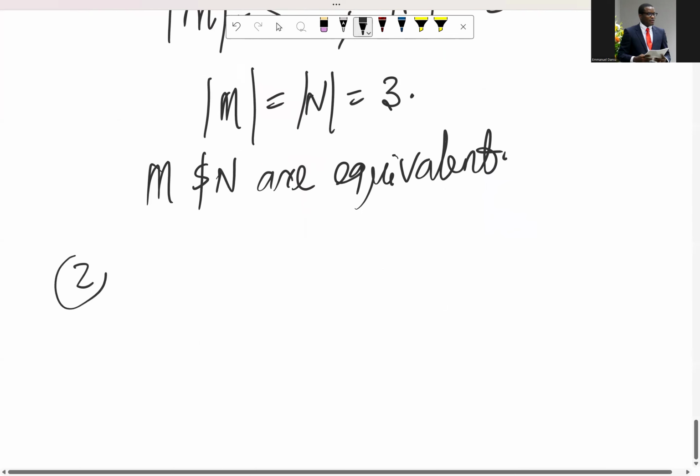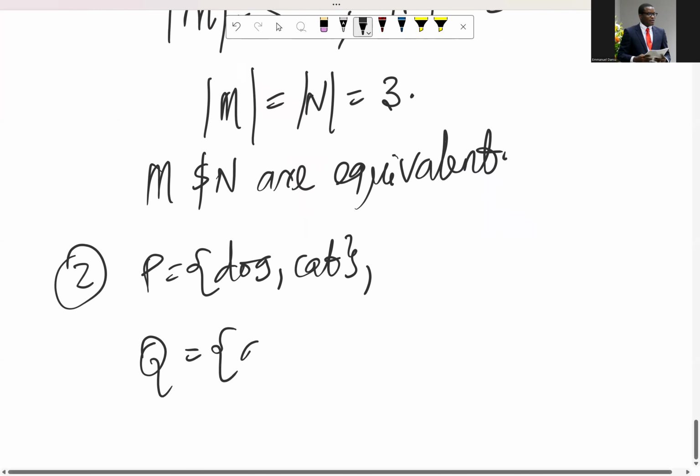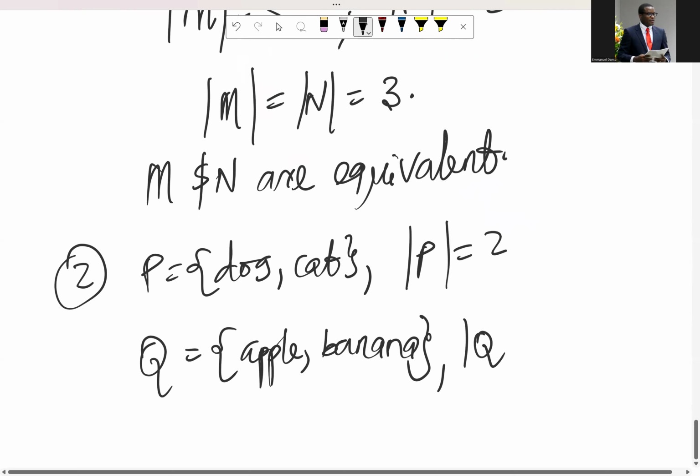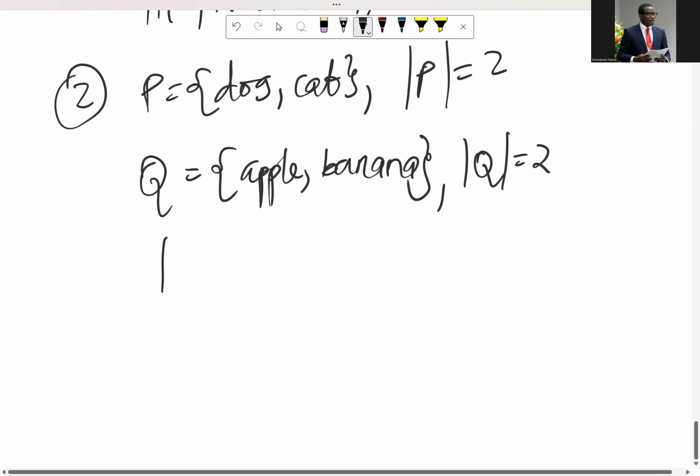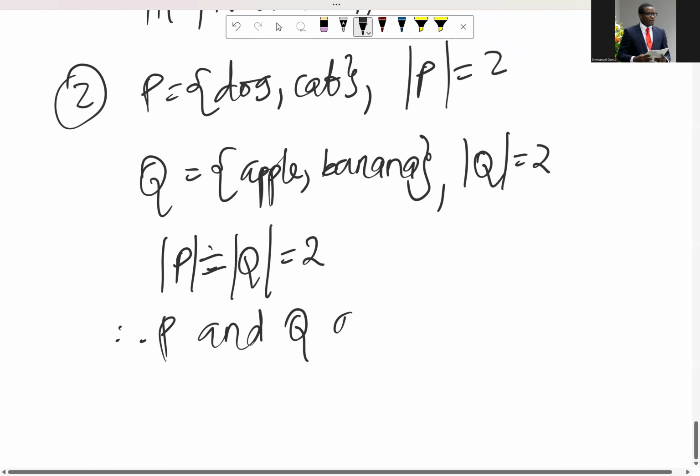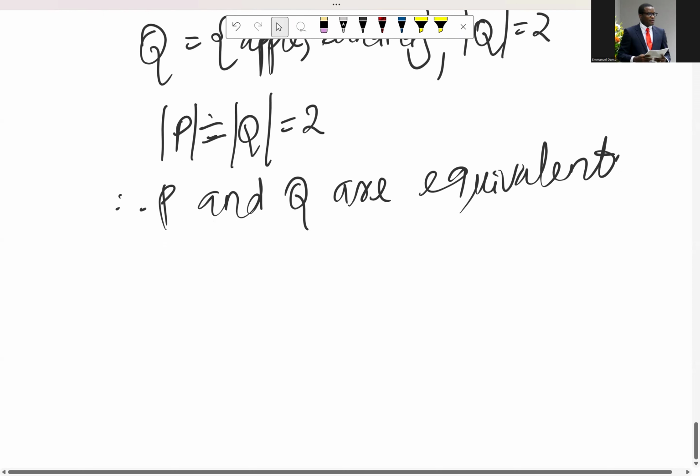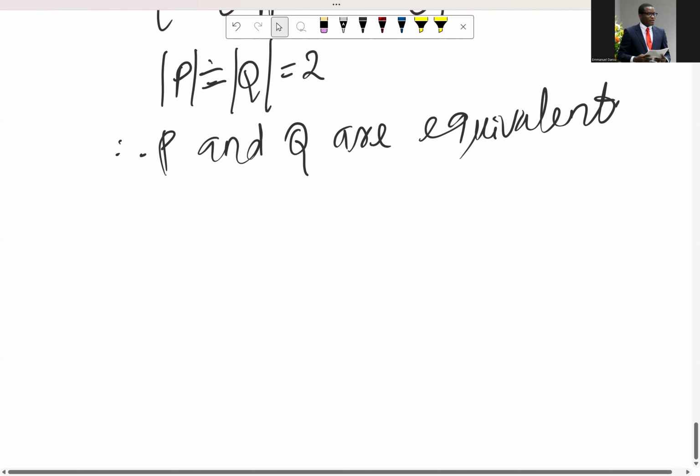In the same way, if we have another example, P is {dog, cat} and Q is {apple, banana}. The cardinality of P is 2, while the cardinality of Q is also 2. So the cardinality of P is equal to the cardinality of Q, which is 2. Therefore, P and Q are equivalent. So equality means same elements, equivalence means same number of elements. And that takes us to the next type of sets.